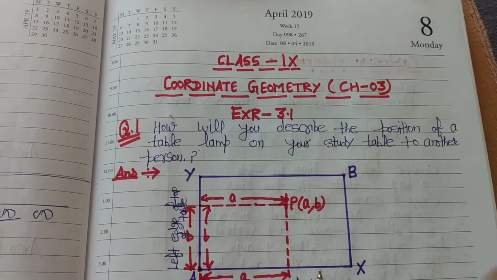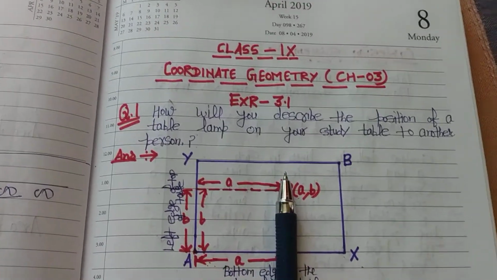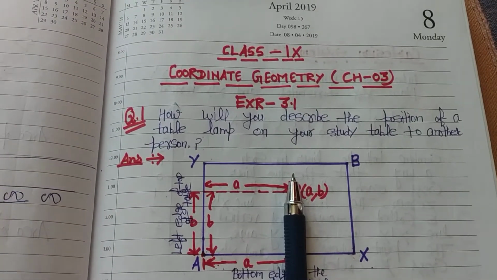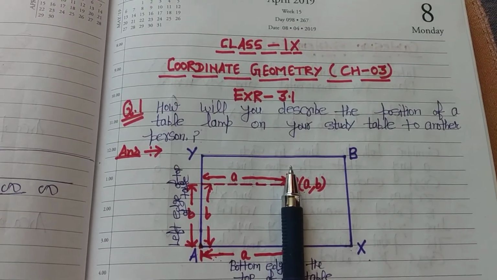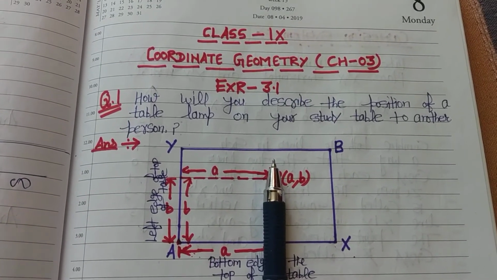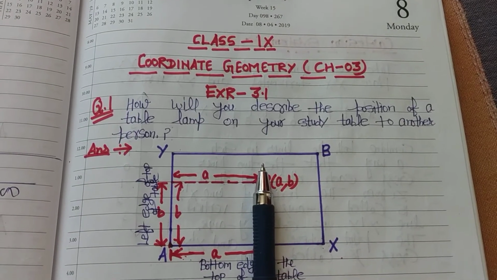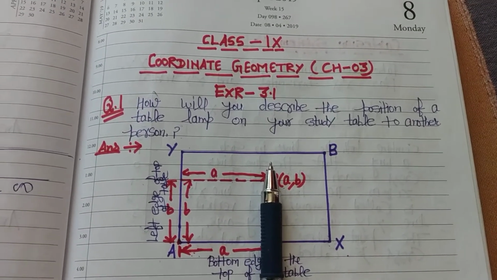In this video I am going to discuss chapter number 3, coordinate geometry of class 9, and I will discuss here exercise 3.1, questions number 1 and 2. So let's start with question number 1. The first question is: how will you describe the position of the table lamp on your study table to another person?